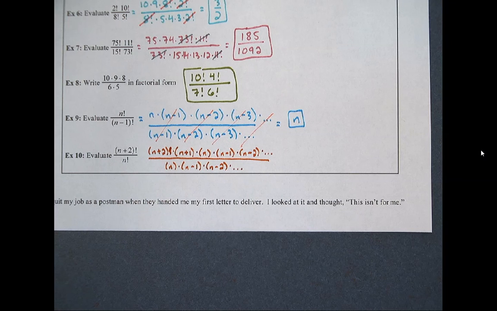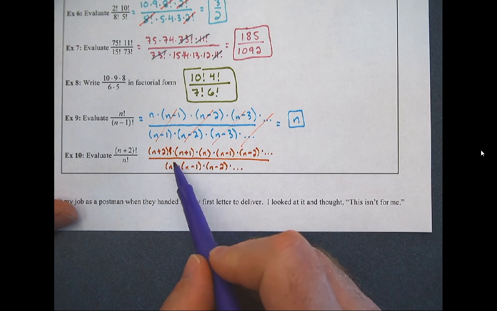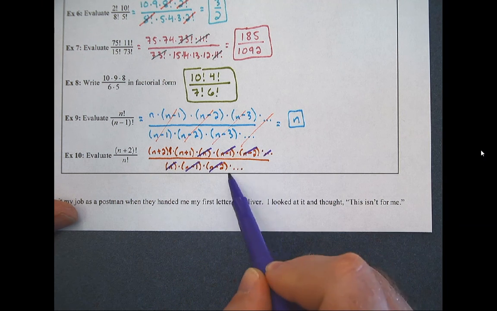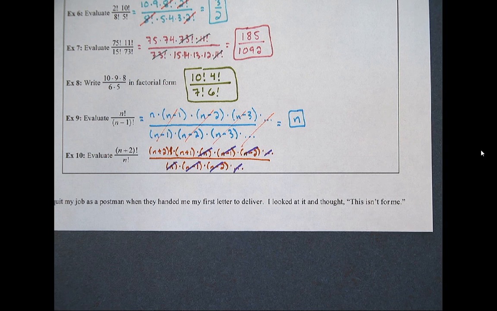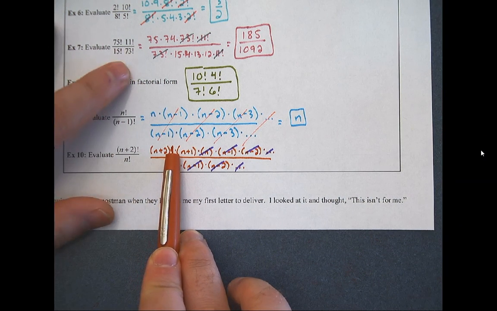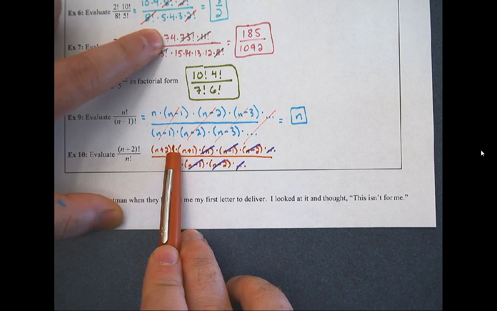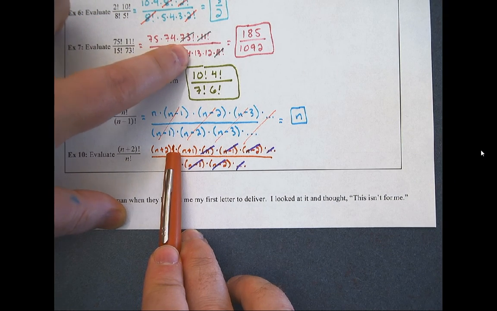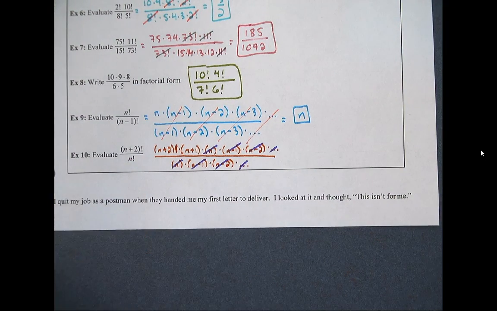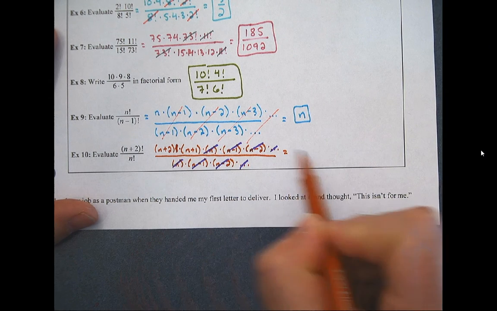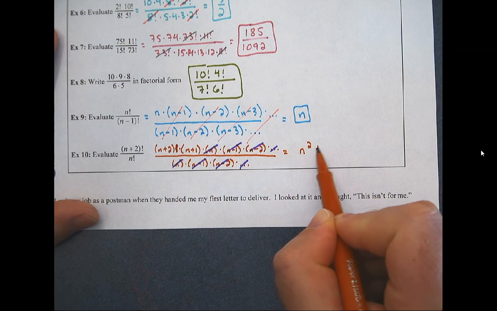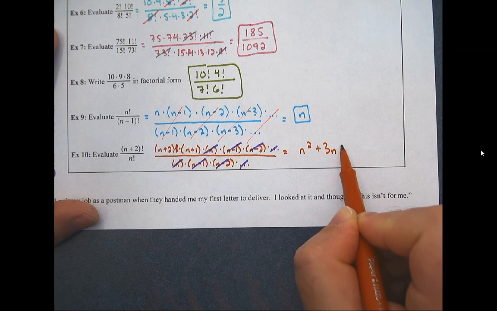And so you can start to see that things are going to cancel here. The n's are going to go, the n minus 1 is going to go, the n minus 2 is going to go, and then the dot, dot, dot is going to go. Now, because these two things can be combined, I expect you to actually multiply them out. Like up here, we actually did 75 times 74 and 15 times 14 times 13 and 12, and then reduce that fraction. So here I expect you to distribute these two quantities. n times n would be n squared. That would be 1n. That would be 2n. So that's 3n. And then 2 times 1 is 2.